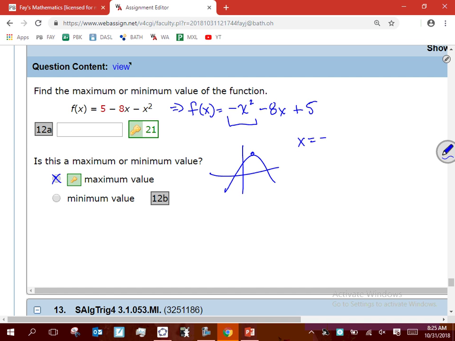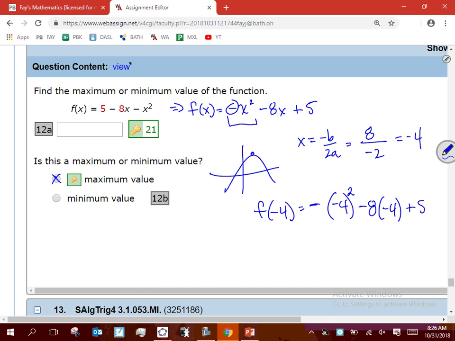So when we say x is equal to the opposite of b over 2a, the opposite of b would be 8. 2a would be negative 2. So again, I'm going to get negative 4 as my x coordinate of my vertex. Evaluate then f of negative 4. Now here's where you've got to be cautious. That negative right there needs to be there. Negative 4 is what we're substituting in for x, so I need a negative 4 in parentheses. Square that, minus 8 times negative 4, plus 5.